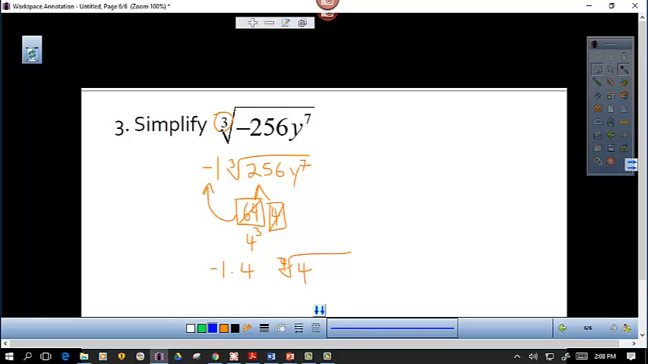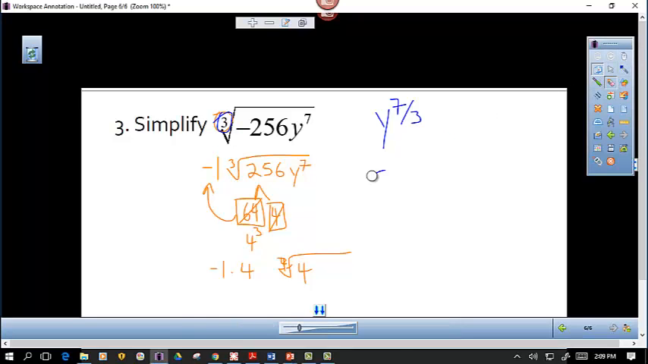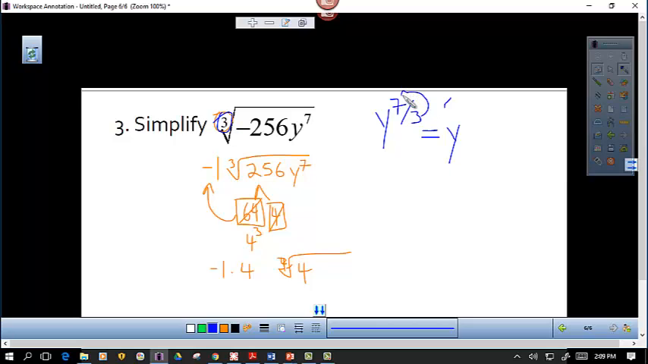And then you do the exact same trick with the y to the 7th, the variables. So you divide it by the index. The index here is 3, so I'm going to divide by 3. So y to the 7th divided by 3, from elementary school, 3 goes into 7 2 times, so there's a remainder of 1 y. So that means this guy here is going to be outside of the radicand. So that's y squared, outside of the radical. And then you have the y to the first, which doesn't have a group of 3, so he remains on the inside.